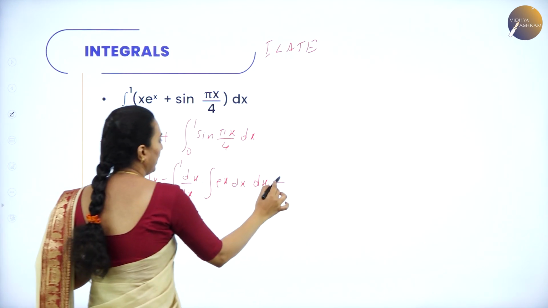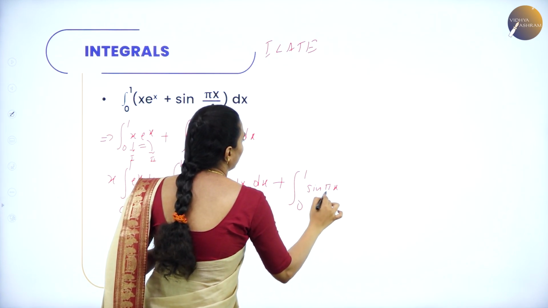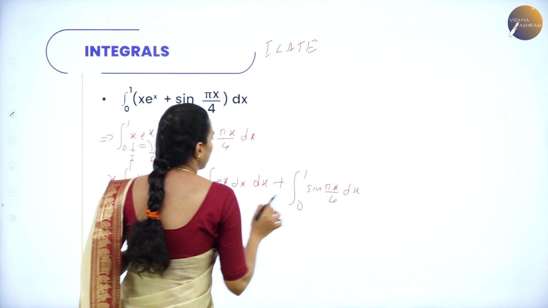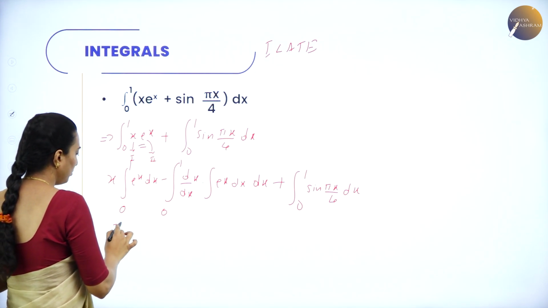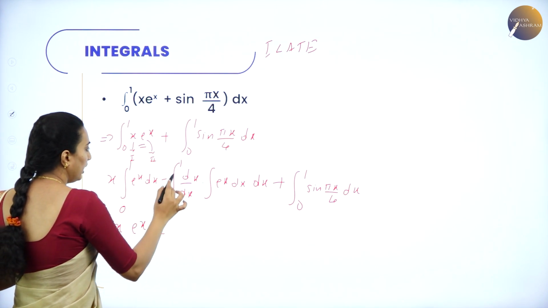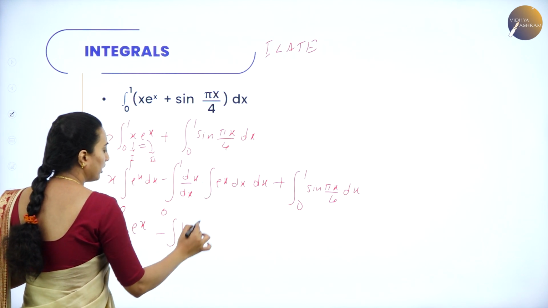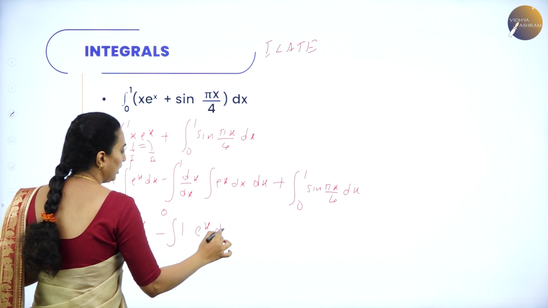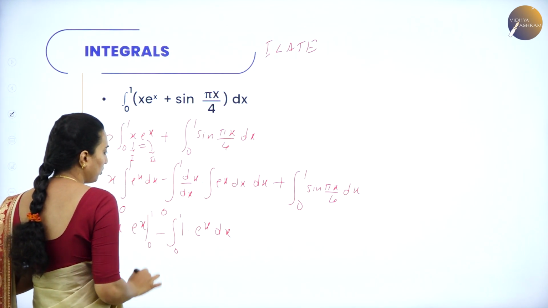So 0 to 1 plus integral 0 to 1 sine pi x divided by 4 into dx. Now this will be equal to x into integral of e power x, which is e power x only, minus integral of d by dx of x, which is 1 only, into integral of e power x, which is e power x only, into dx, from 0 to 1. This is applying the limit from 0 to 1.